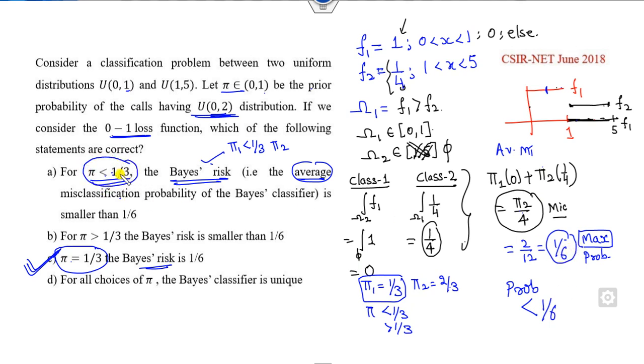He said when pi is less than 1 by 3 it is smaller than the maximum, correct option. When it is greater than 1 by 3 it is smaller than the maximum, again the correct option. For all values of pi the classification is unique, this is not the right answer. Why? Because you can take a different classifier but the maximum probability will be 1 by 6.